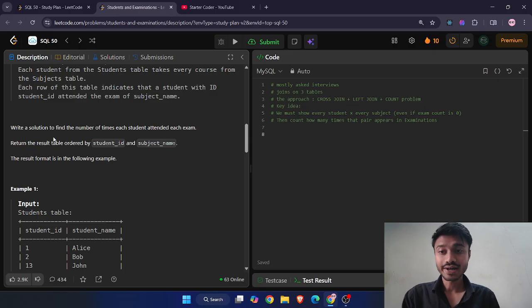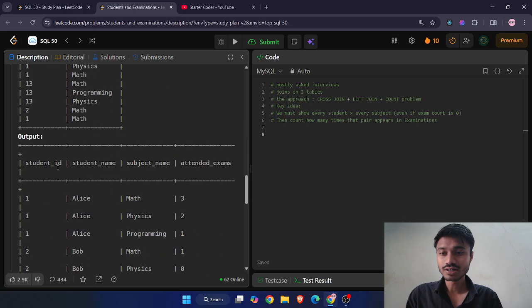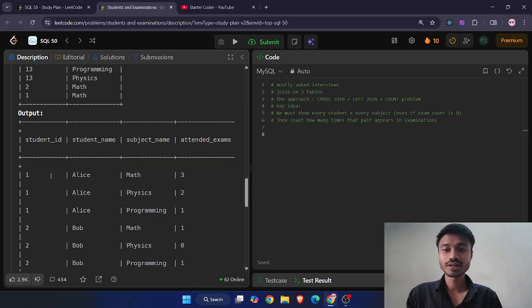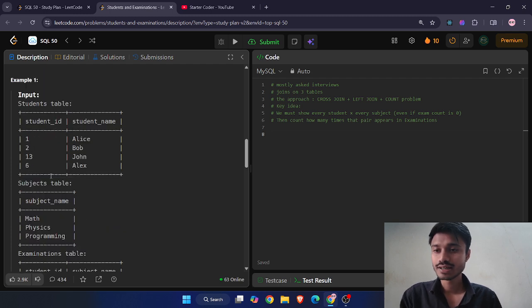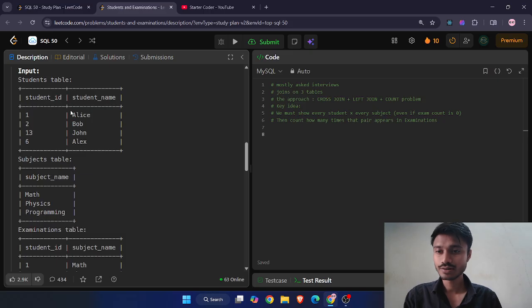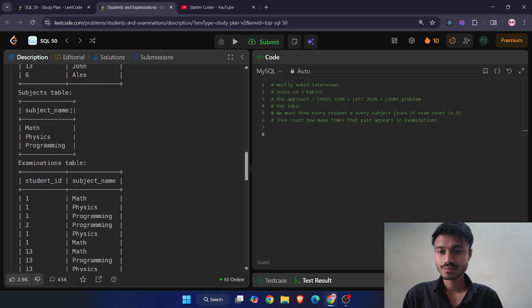Write a solution to find the number of times each student attended each exam. What does it mean? We have to return the result table which will contain the student ID, student name, subject name, and how many times they attended that exam. Okay, so let's analyze the input. We have the student table, subject table, and examination table.